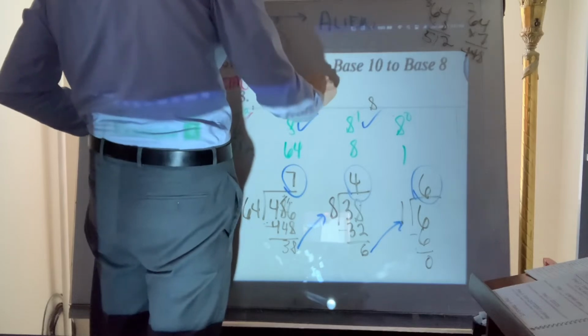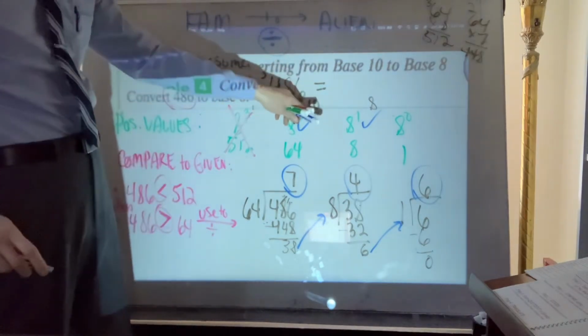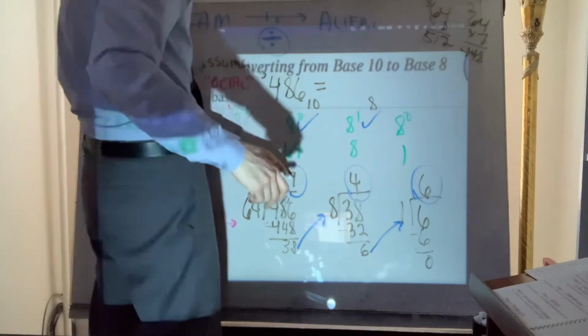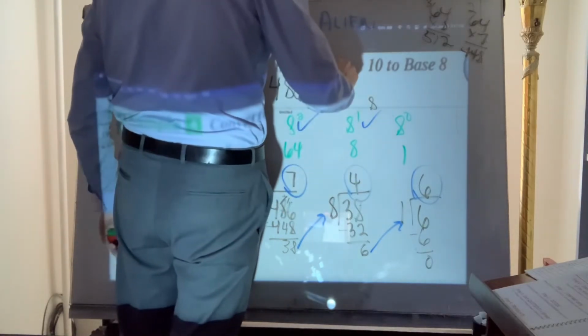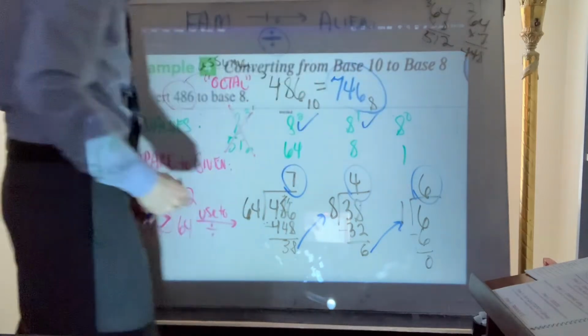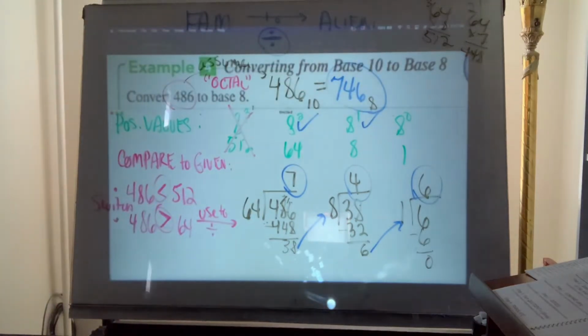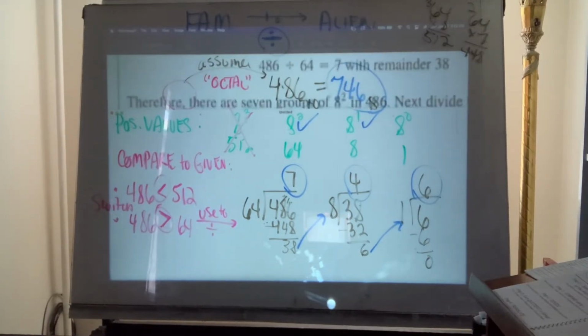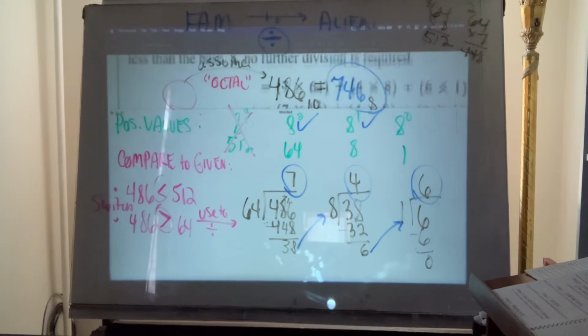All right. 486 in base 10, the ordinary number, if you will, is equal to 746 in base 8. It should be. Let's verify. Yes. All right, 746.